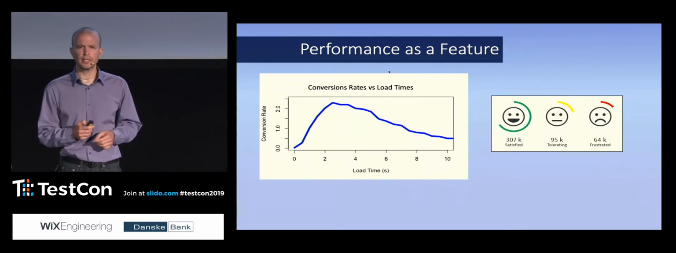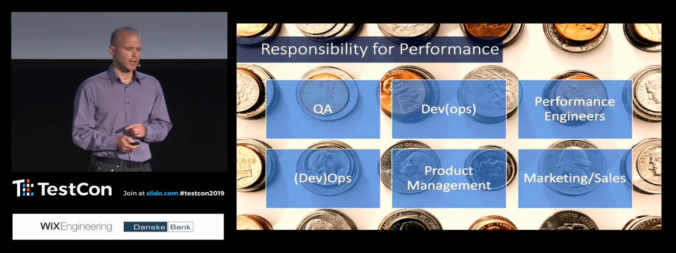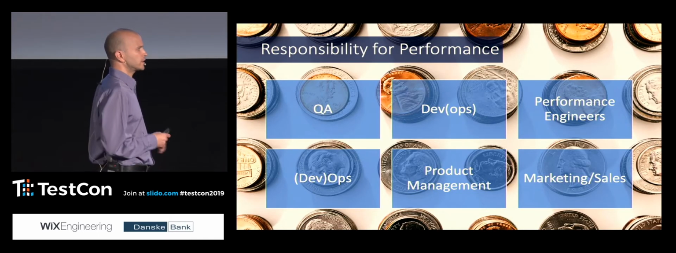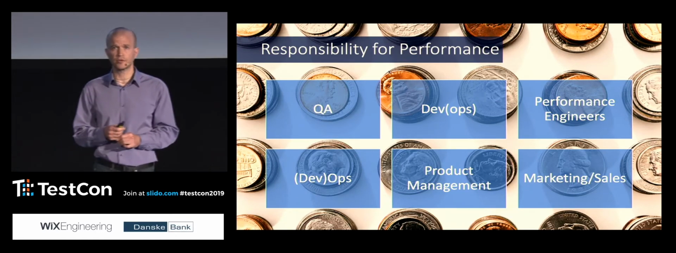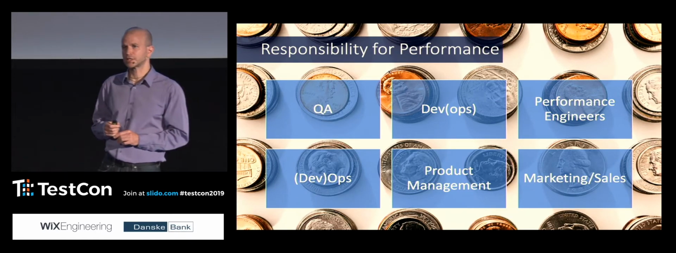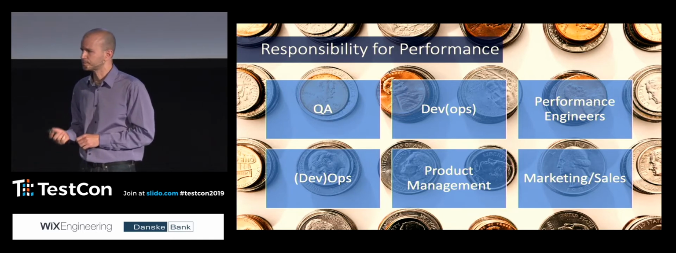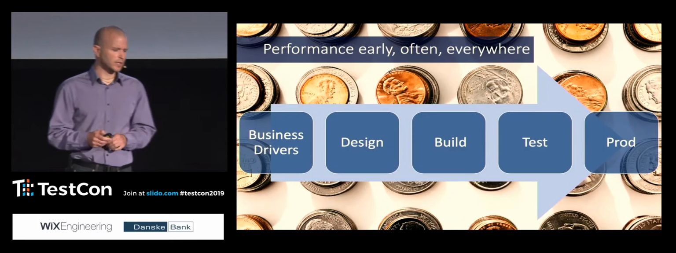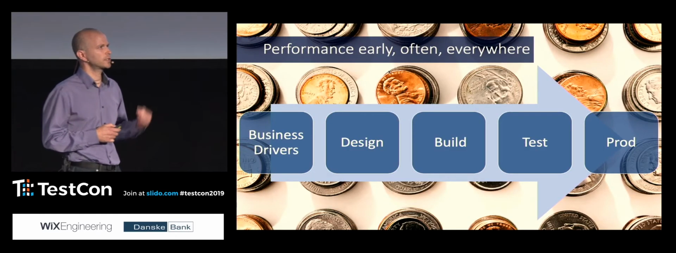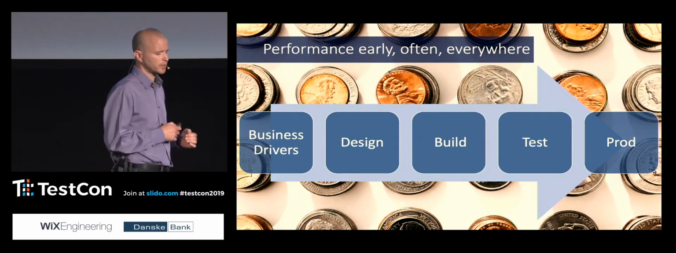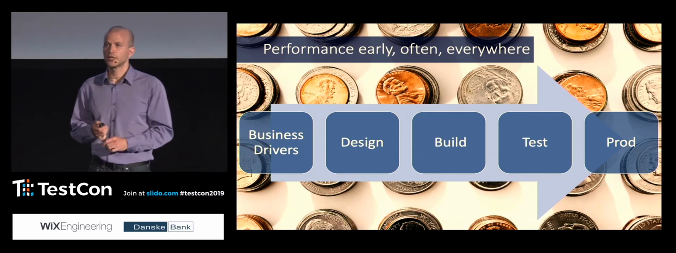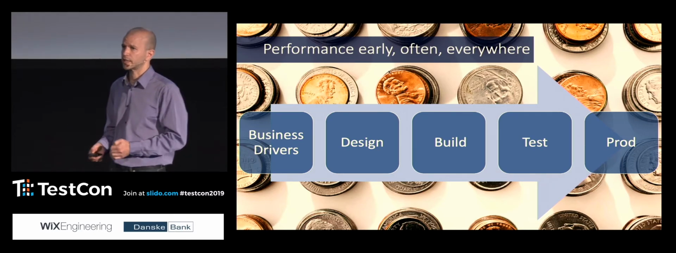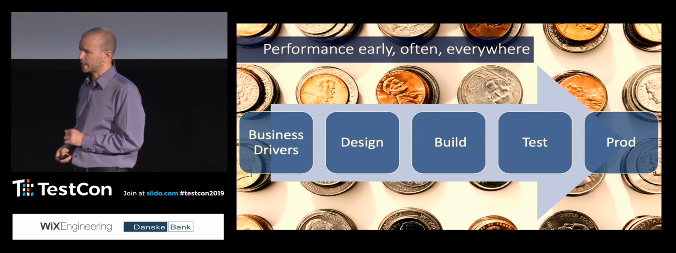And as you start to think about performance as a feature, then it really becomes clear that everyone has a responsibility for performance. It's not just performance engineers or QA engineers. And with everyone, as a feature, it's important to your customers, it's important for everyone to think about it. It means you really need to think about performance throughout the entire life cycle of your product or your application.